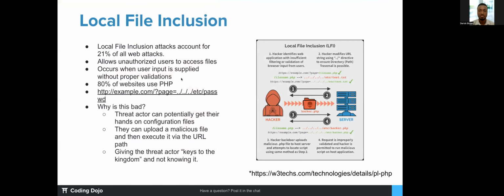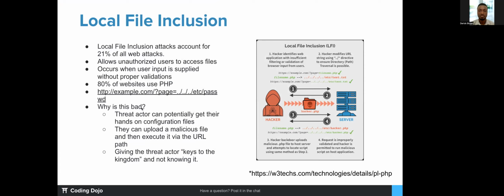Local file inclusion attacks account for 21% of all web attacks, and it allows unauthorized users to access files. It occurs when user input is supplied without proper validation, and 80% of websites use PHP. This is why I smile. Now, this is an example of local file inclusion: page is equal to, and then we do something like this to have access to whatever file is on the server.